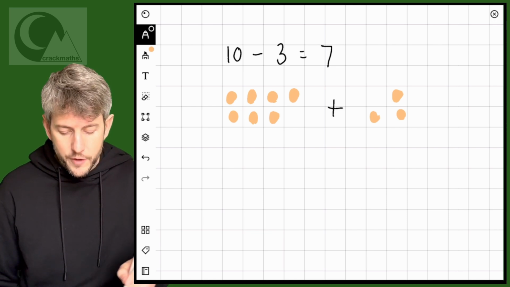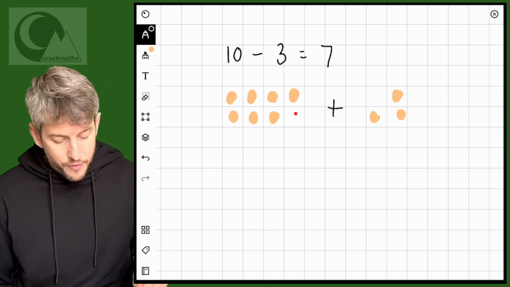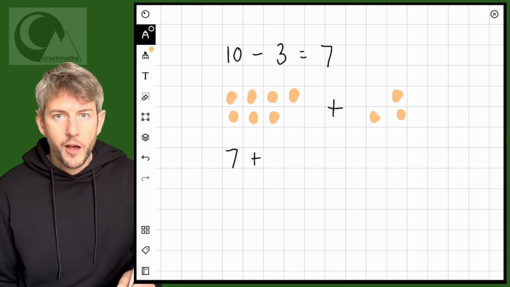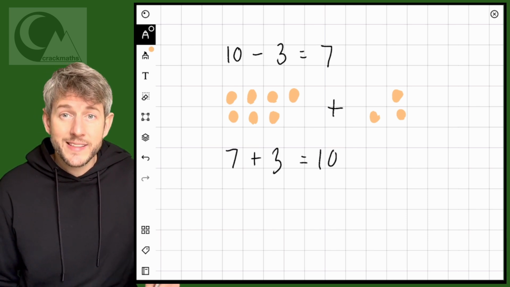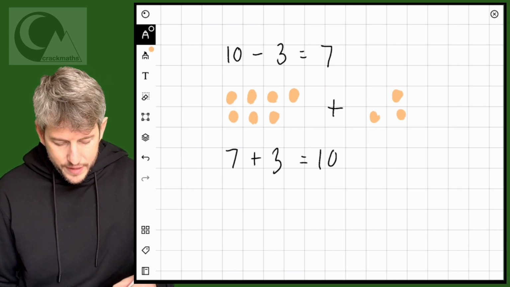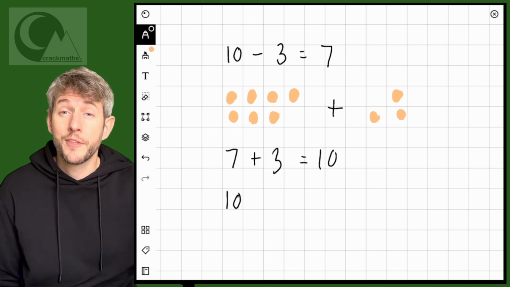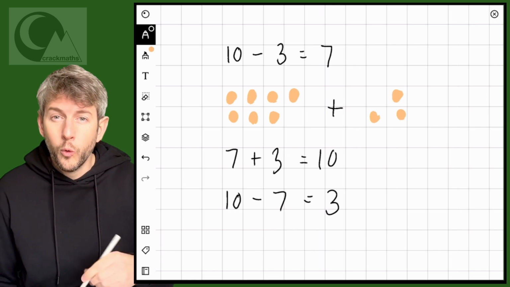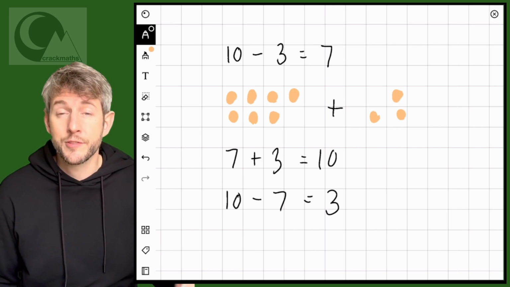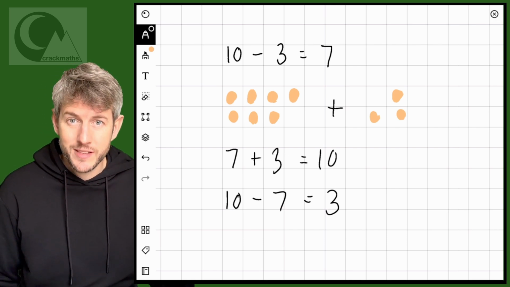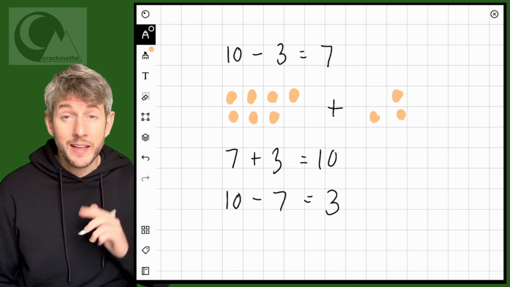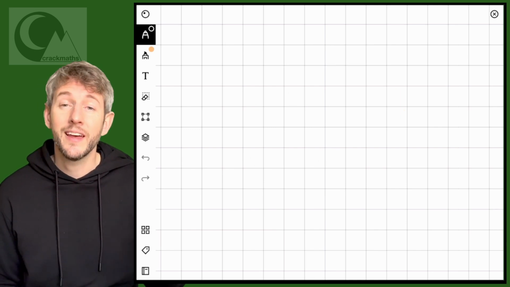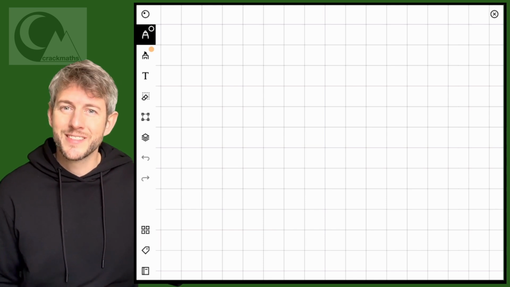So now what I know is I can see if I combine these two things here, this thing that I just took away, I can see that 7 and 3 make 10. So I can write that there. But I could also write that 10 take away 7 is equal to 3. So these things are all reverse calculations for adding and subtracting. Okay, right. Let's take a quick look at reverse calculations for multiplying and dividing, and then we'll move on to some of the questions that are on the sheet.